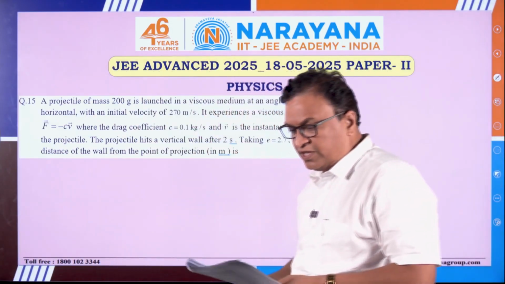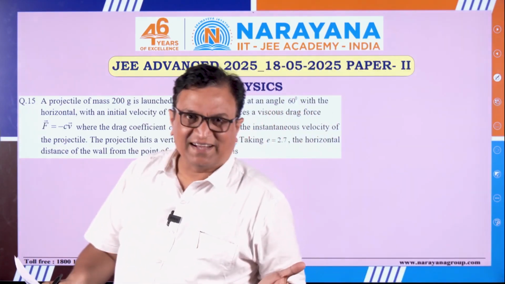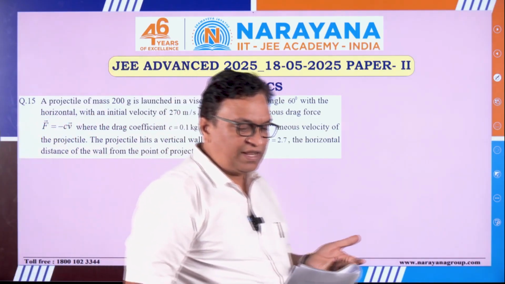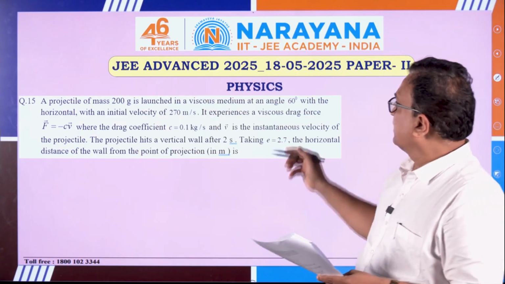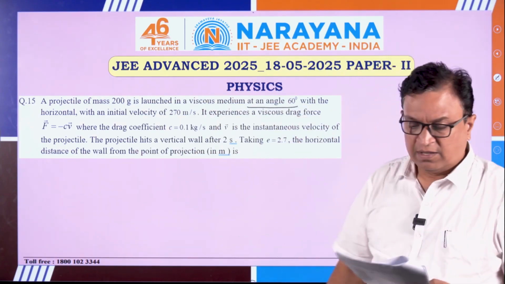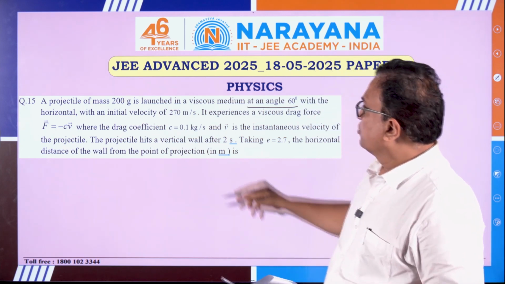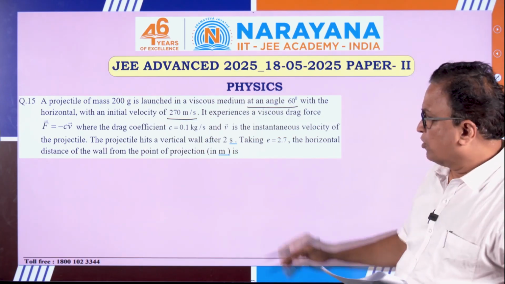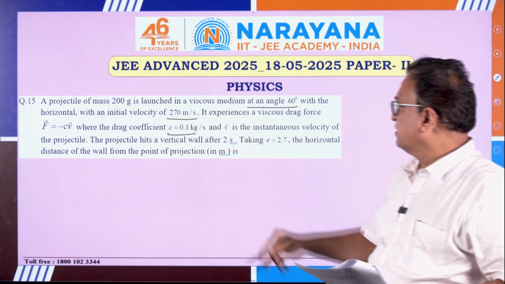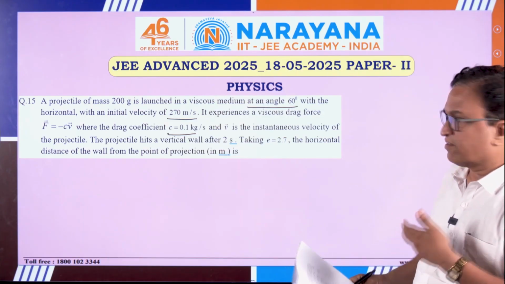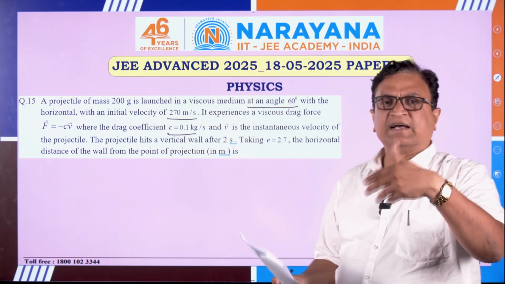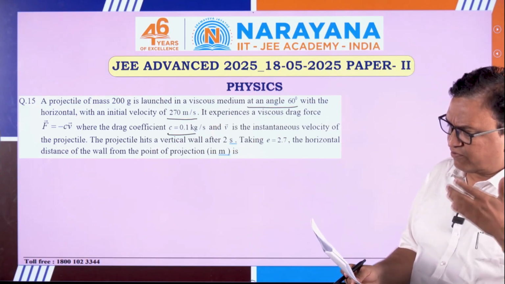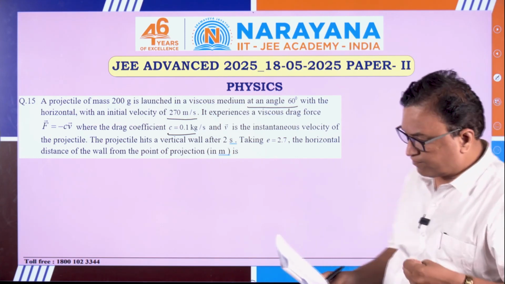Next, 15th question. Last but one question actually. A projectile of mass 200 grams is launched in a viscous medium at an angle of 60 degrees with the initial velocity of 270 meter per second. It experiences a viscous drag. Constants are also given. C value is also given. V refers to instantaneous velocity of the projectile actually. You take e as 2.7, no issues. What they want is the horizontal distance of the wall from the point of projection.